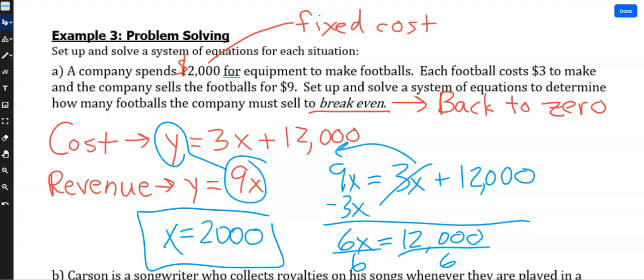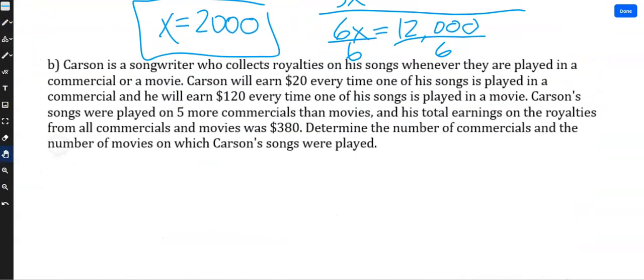2,000 footballs. Now, each time we've been doing these questions, once we found one value, we plugged it back in to figure out what the other one was. But they never asked me how much money I would have brought in revenue, so I'm not going to worry about it. In this particular situation, I only needed the number of footballs, and this would get me back to zero. So once we sell more than 2,000 footballs, we'll be making money. And obviously, we'll be making $6 every time we sell another football.